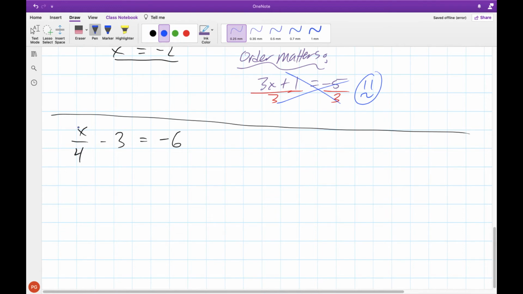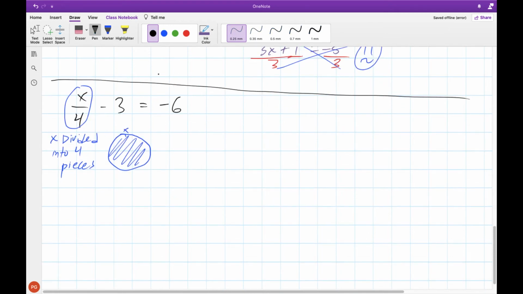And that's going to be because we don't really have a way of drawing out a variable divided by a number here. But we can remember that this means divided by 4, which is like divided into 4 pieces. So our x is being split up into 4 pieces. If we think of this circle as being our entire x, then x divided by 4 would be this split up into 4 pieces, and we're just going to take one of our pieces here.